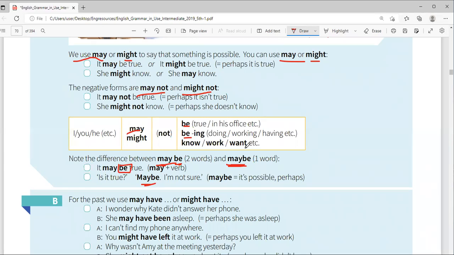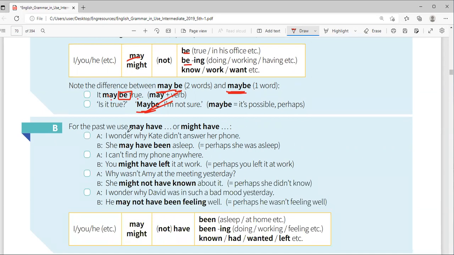But may be, like where's Amina? She may be in town. She may be at the college. She may be at work. But this one, is Amina coming today? Maybe. So maybe is like it's possible. Is Yaya married? I don't know. Maybe. Where is Yaya? He may be in town. So you see they're different. When may and be are separate, it's like any other verb: he may go, he may be. But when they are together, maybe, it means it's possible. Hope you get the differences.